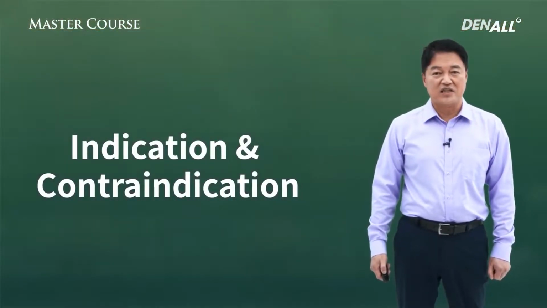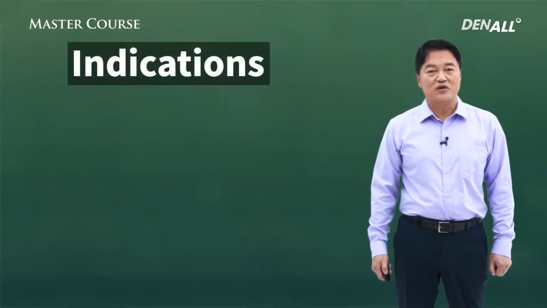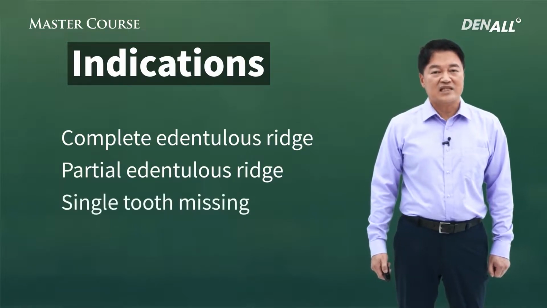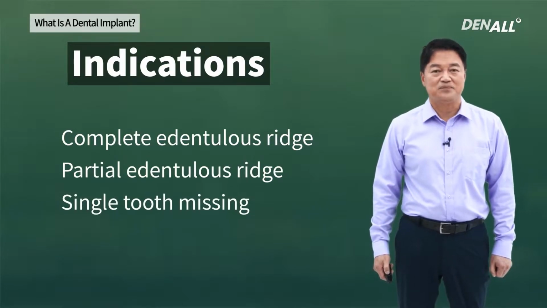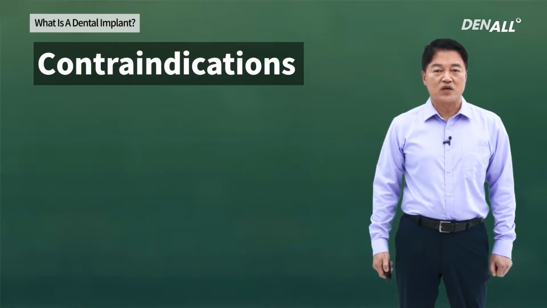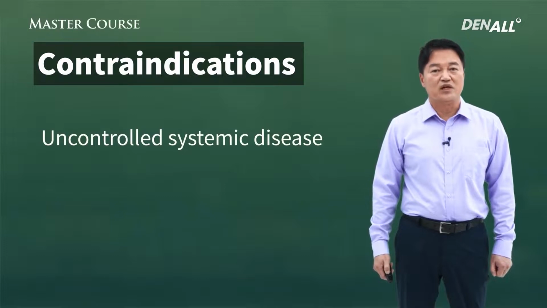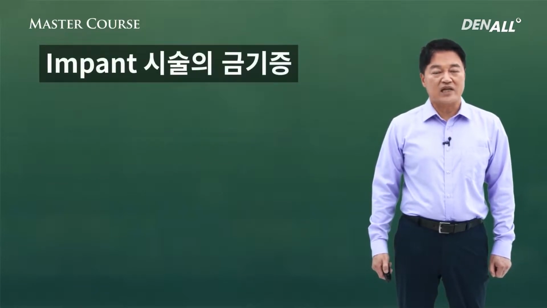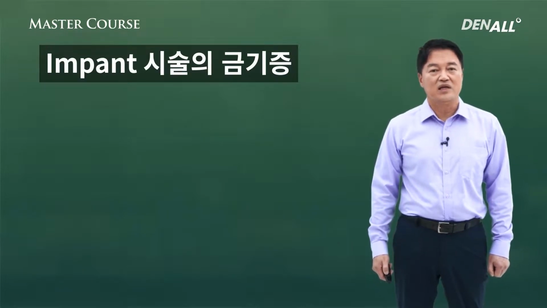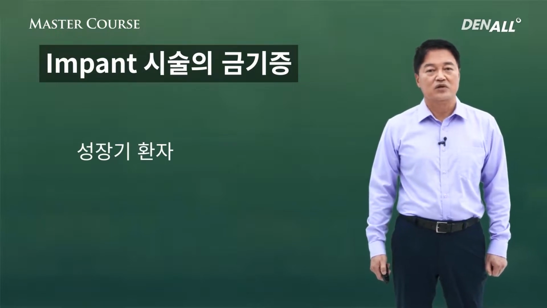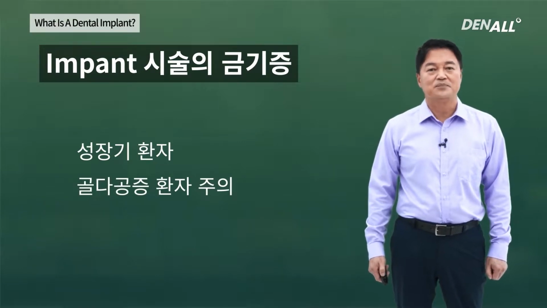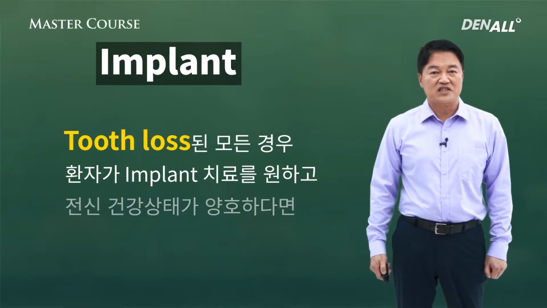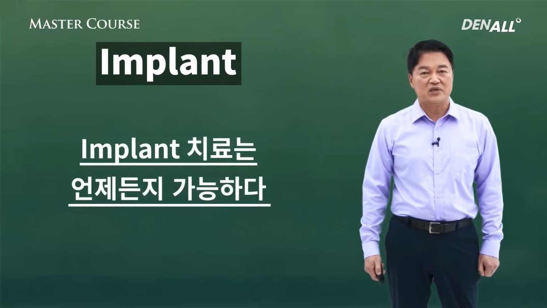Let's look at indication and contraindication. Implant indication includes complete edentulous ridge, partial edentulous ridge, and missing single tooth. All cases where teeth are missing, implant can be applied. Contraindication. It's the same with other dental surgery. If there's a systemic disease that cannot be controlled or if there are psychological issues, implant treatment cannot be provided. Unlike general surgery, implant is directly related with bone, so implant treatment cannot be provided to growing patients. Also, special care needs to be paid for osteoporosis patients. Implant treatment can be provided in cases where teeth are missing, and if the patient wants it and if systemic health is favorable, such treatment can be provided.